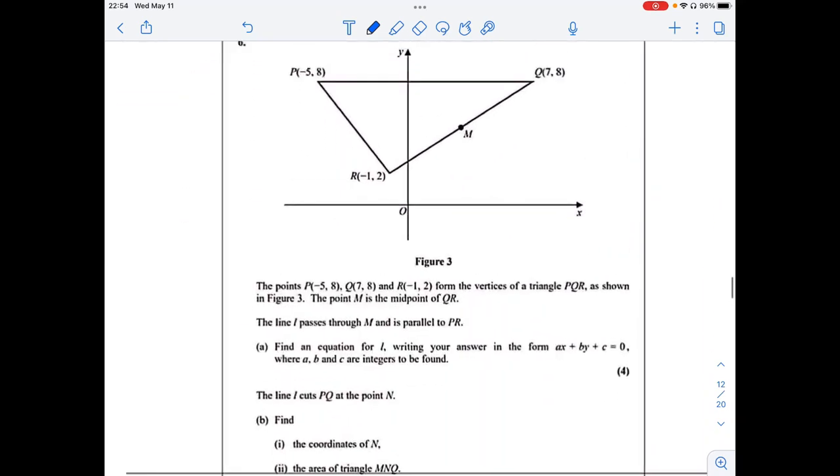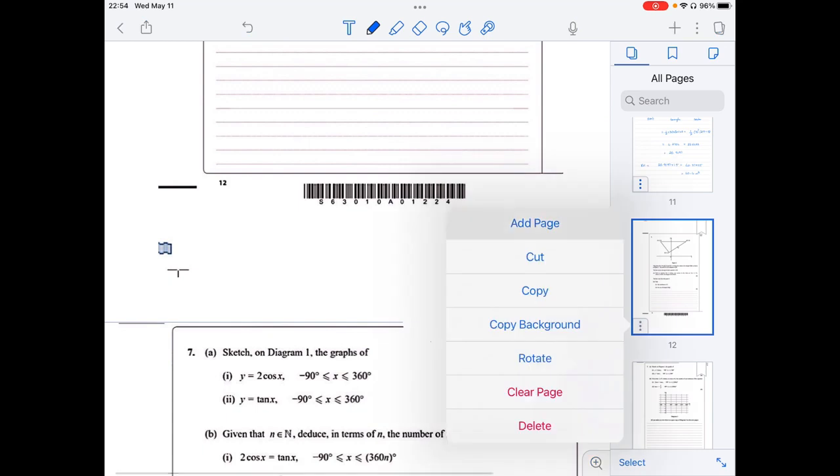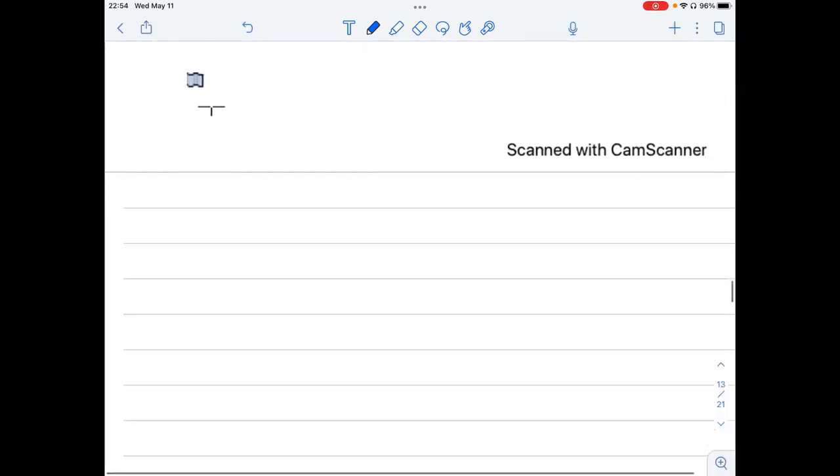Question number 6. P, Q, R form the vertices of a triangle PQR as shown in the figure. The point M is the midpoint of QR. The line L passes through M and is parallel to PR. Find the equation of L. So to know the equation, we always need to know two things. What are the two things we need to know? We need to know a point and the slope.